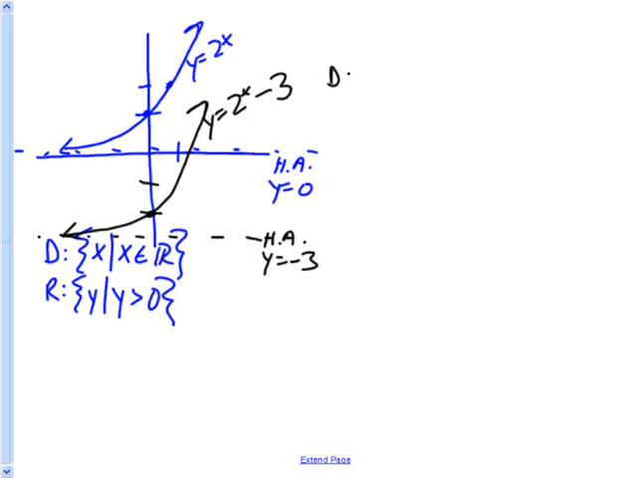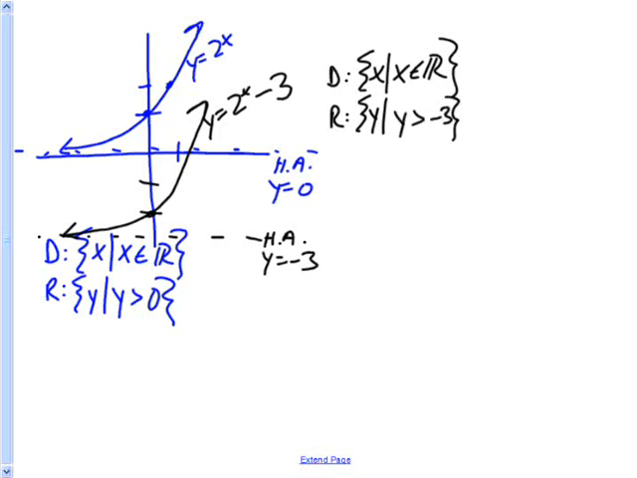Okay, your domain here, again, it's going to be all real numbers, right? I can plug anything I want in. I got no restrictions on that x there. Left or right, it encompasses all those x values. Now your range has all of a sudden changed, right? So notice we bumped it down 3. So my y's are now going to be greater than that negative 3, right? They don't ever quite touch that horizontal asymptote of negative 3, but it's everything above that, right? The y's shoot up.